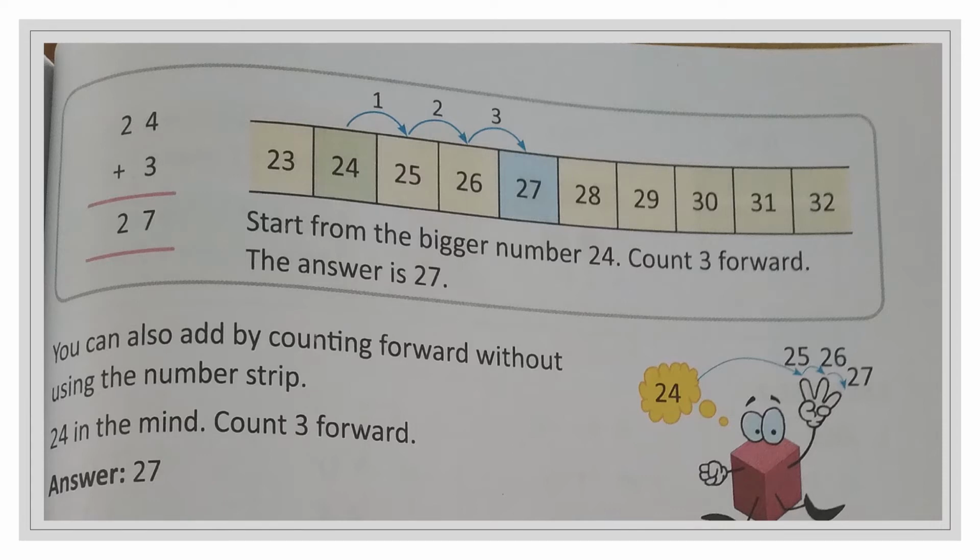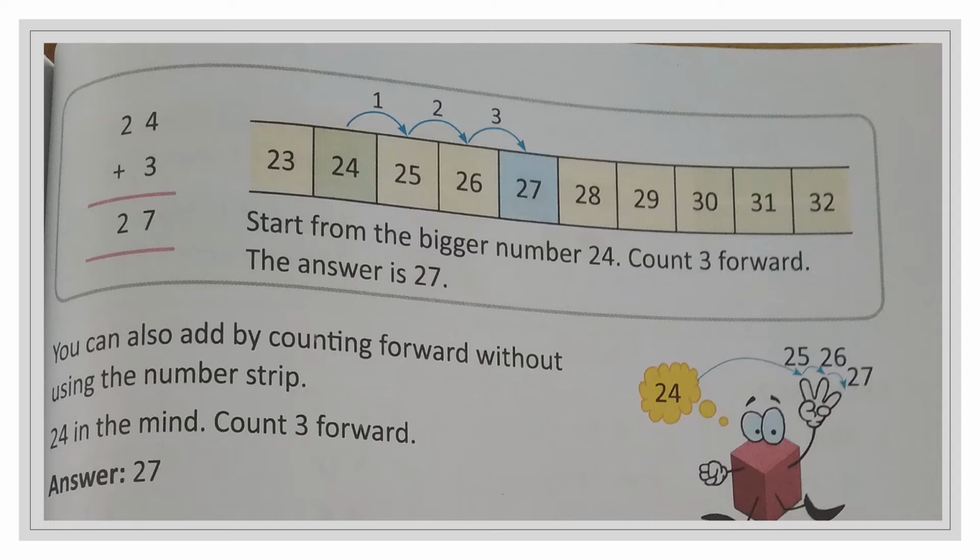So let us start counting. 24, 1, 2, 3. Yes, when we jump on the strip 3 numbers, we stop our pencil on 27. So 3 counts on the number strip after 24 is 25, 26 and 27. So 24 plus 3 gives us 27.